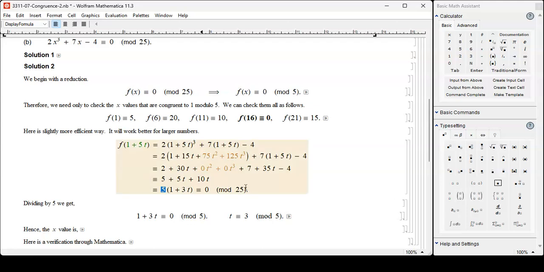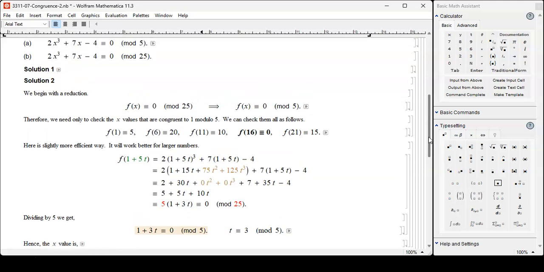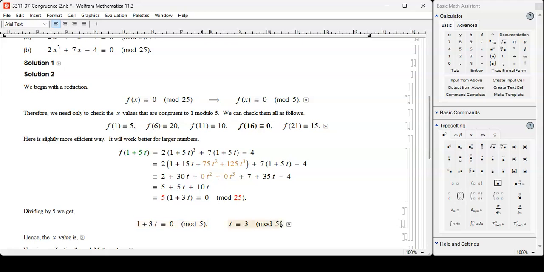5, and then here 25. So divide each by 5 so that we get 1 plus 3t is congruent to 0 mod 5. Once you get there, finding the t value is easy because 5 is not a big number, so you can try all possible entries. Or if this had been a much bigger number, then you'll have to do it the hard way.